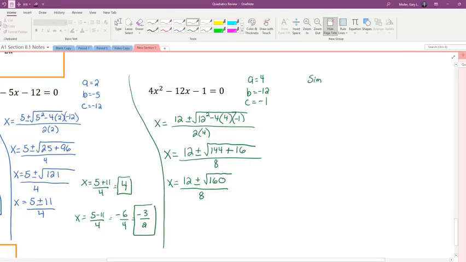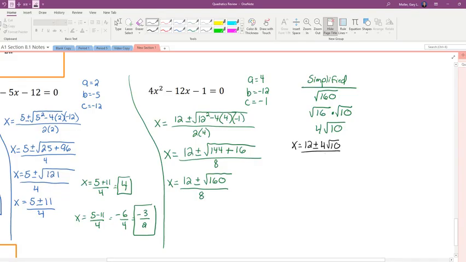So simplified would mean I just need to try to take the square root of 160. So the square root of 160 is the square root of 16 and the square root of 10, because 16 times 10 is 160. And so that gives me 4 square root of 10, because 10 cannot be simplified. So the simplified answer would be x equals 12 plus and minus 4 root 10 divided by 8.